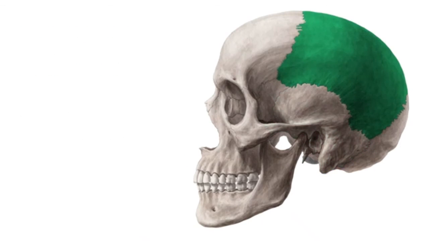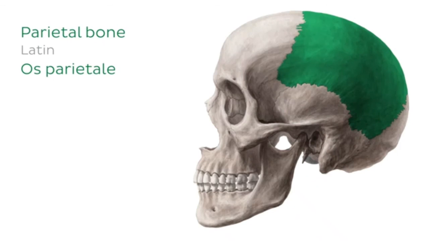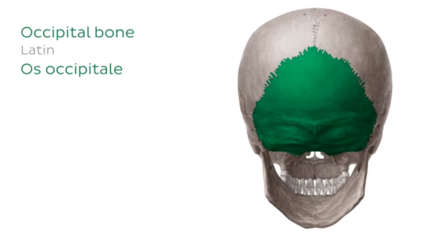Next, let's have a look at the parietal bones. The parietal bones are bilateral bones found on both sides of the neurocranium, and in our image we can see the left parietal bone. These roughly square-shaped bones are bordered anteriorly by the frontal bone, posteriorly by the occipital bone, and laterally by the temporal bone and the sphenoid bone. If we look at our skull from a posterior perspective, we can see the unpaired occipital bone highlighted in green.